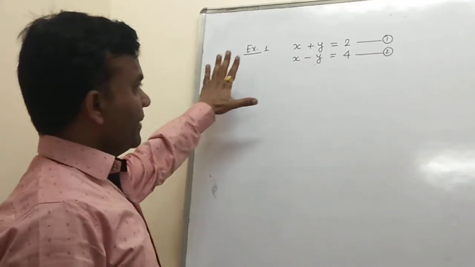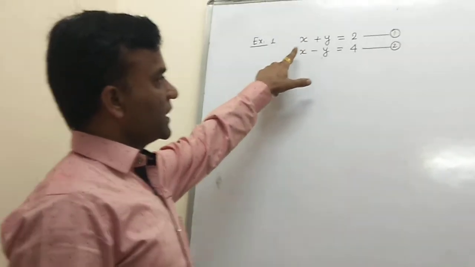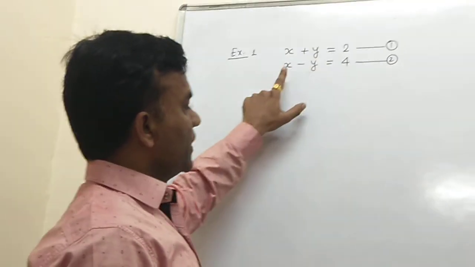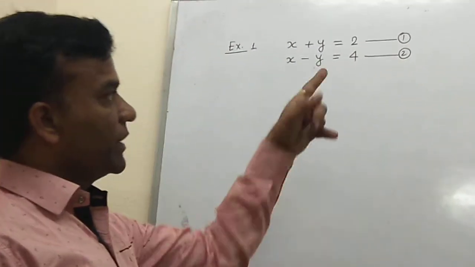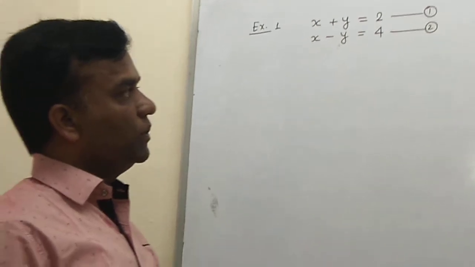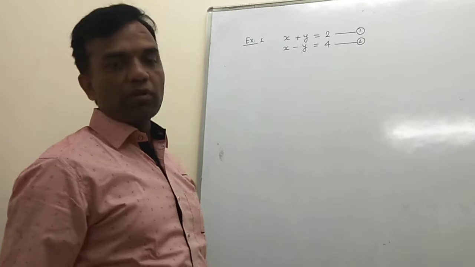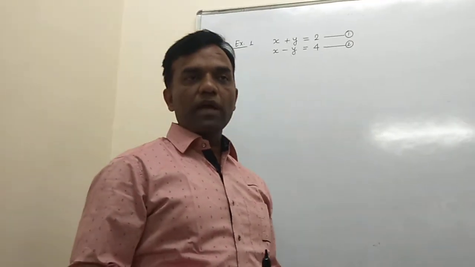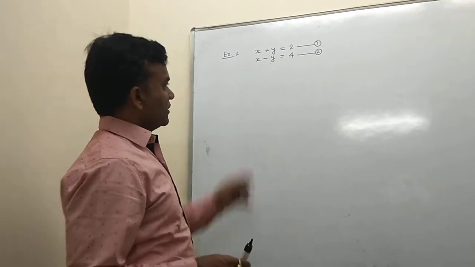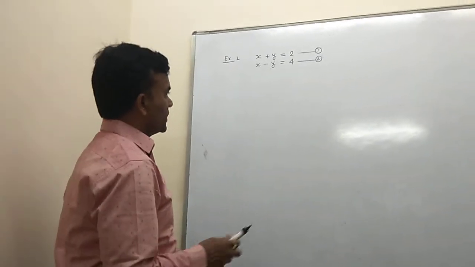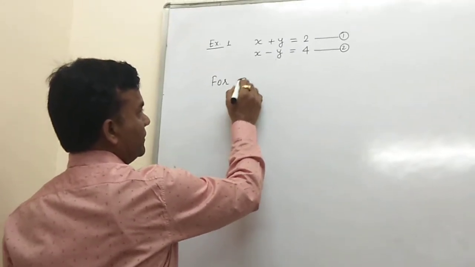Okay, now here is the example. Here we have two equations. The first equation is x plus y equal to 2. The second equation is x minus y equal to 4. We call them equations 1 and 2. The process is the same, because previously I explained the graphical method and how you start the question, in the method and the concept. So now we start from the first equation. First, we draw for equation 1.